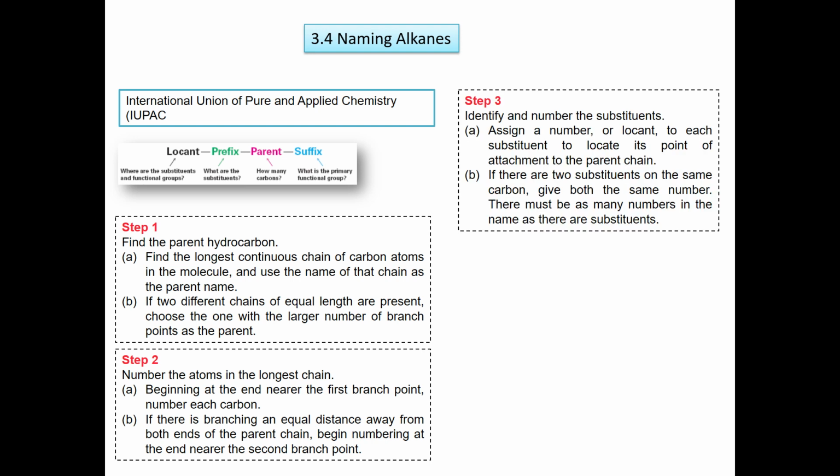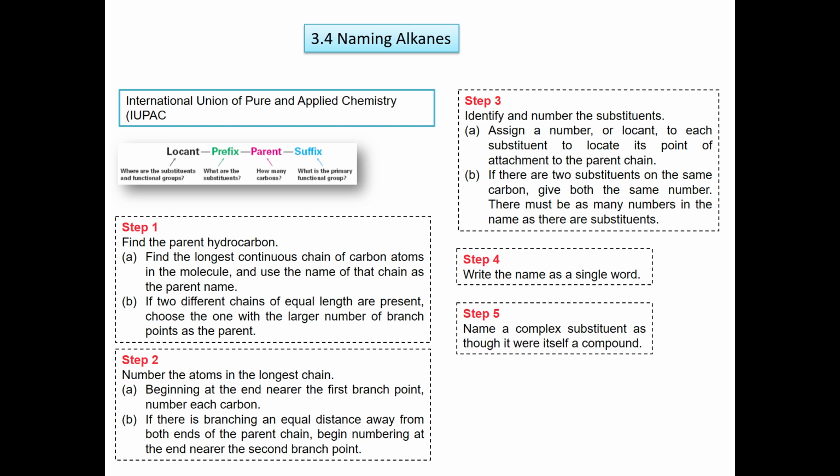Step number 3, identify and number the substituents. Assign a number or locant to each substituent to locate its point of attachment to the parent chain. If there are two substituents on the same carbon, give both the same number. There must be as many numbers in the name as there are substituents. Step 4, write the name as a single word. Step 5, name a complex substituent as though it were itself a compound.